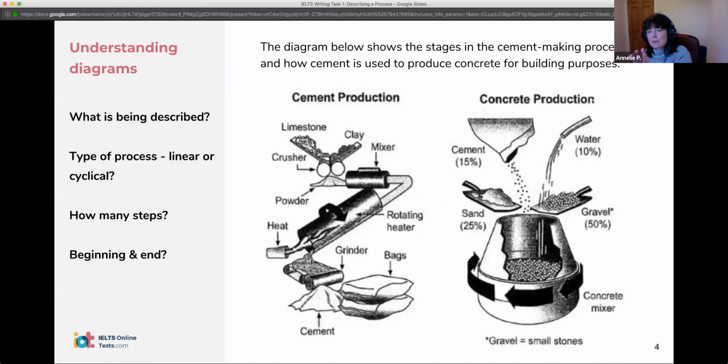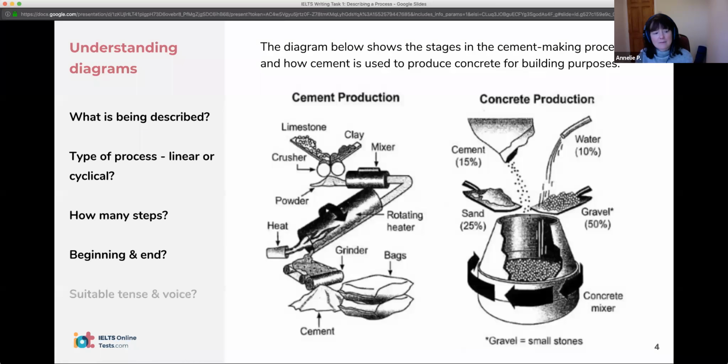And when we move on to the concrete production, what's the final stage? Okay, so at the end of the cement production, it's bagging it. That's right. Yeah. Okay. Or yeah, if we move on to concrete production, then it's mixing the concrete and creating the concrete.